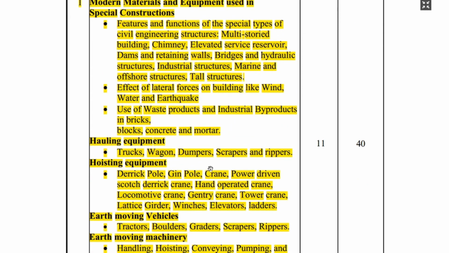Then hauling equipment. Hauling is nothing but transportation. Haul means to transport. So which are the transportation instruments? Trucks, wagons, dumpers, scrapers, rippers. We will see in detail.